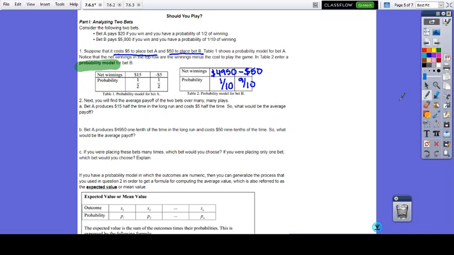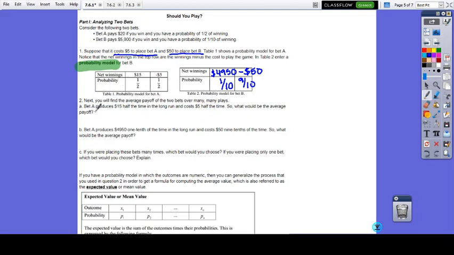Okay, so number 2, next you will find the average payoff of the 2 bets over many, many plays. So bet A produces $15 half the time in the long run and costs $5 half the time. That's what this shows you. So what would be the average payoff?